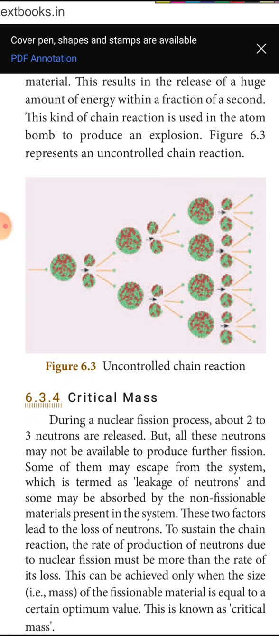So till this we have studied chain reaction, fission reaction, and uncontrolled chain reaction. Next we will be studying the critical mass and nuclear fission in the next video.